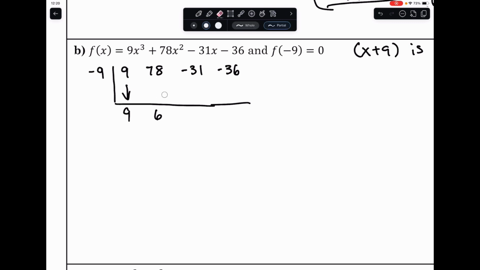Sorry, I messed up. This is 81, negative 81, which changes this number to a negative 3. So this is now 27, which is now negative 4, and negative 4 times negative 9 is positive 36, which is now 0. So here, I'm not going to even bother trying to figure out the factors.